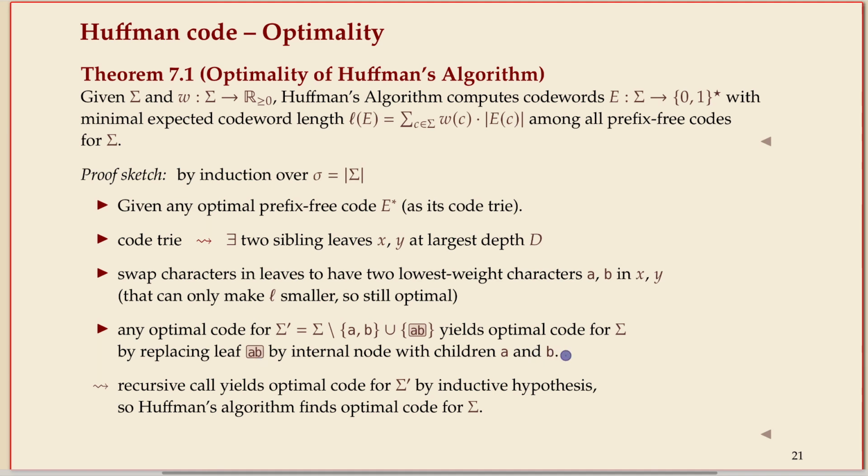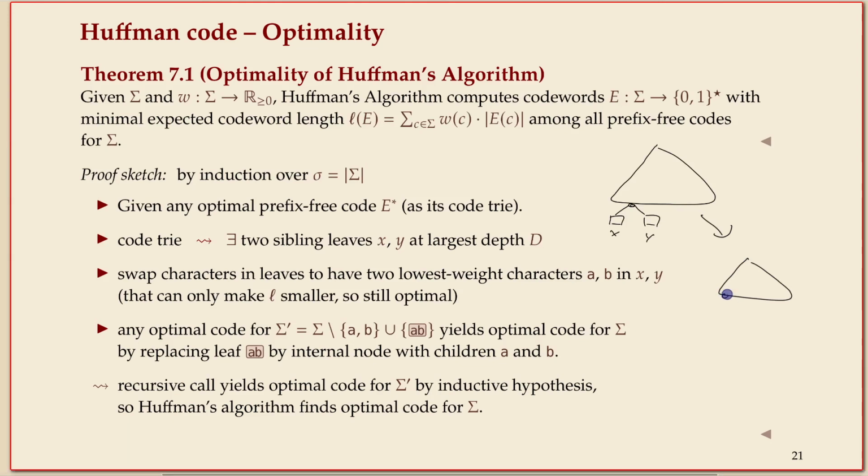Right. So in a picture, there was some deepest node here where we have these leaves x and y, and then we replace this by this x and y lumped together, and we can always go back and forth between these steps. So this was for sigma, this was for sigma prime. The rest above, this is the same tree. So the only change I make in this optimal code for sigma prime is replace the leaf for AB again with this little tree that branches off to A and B.